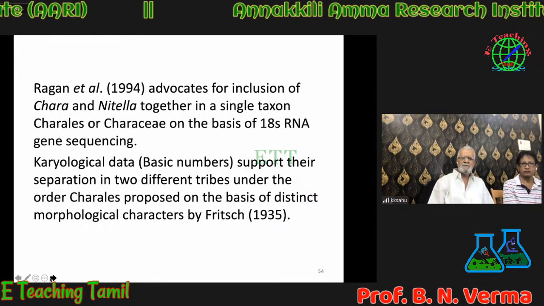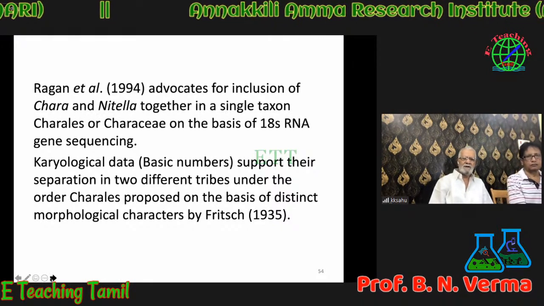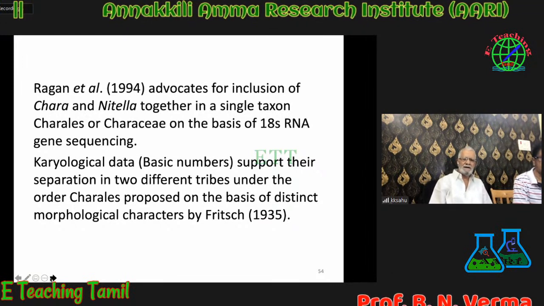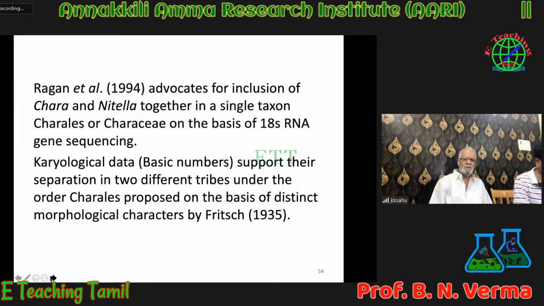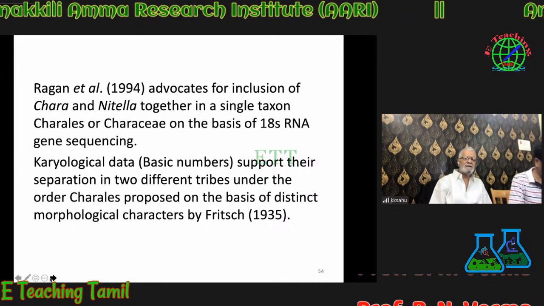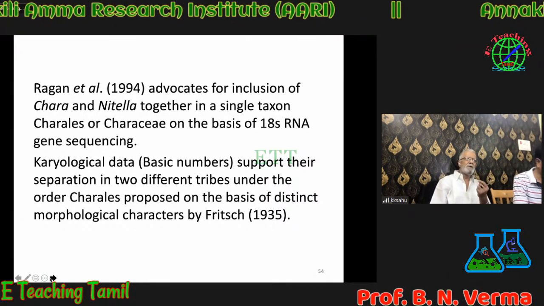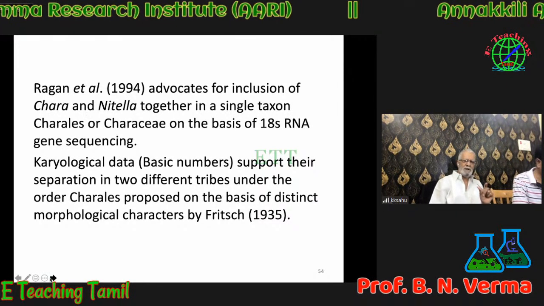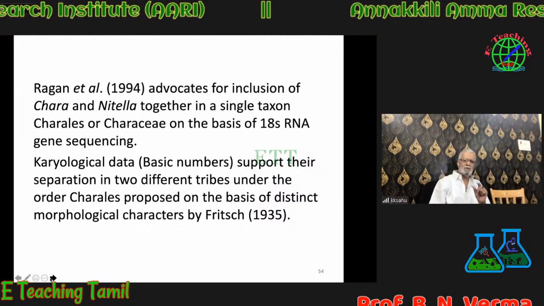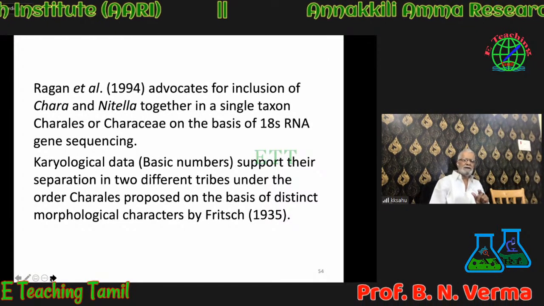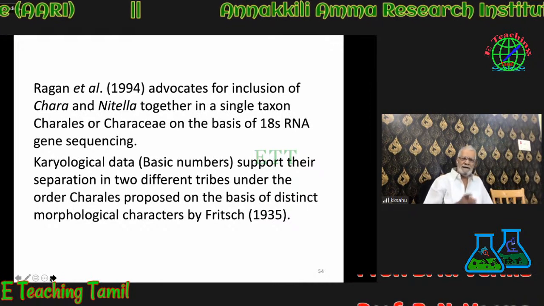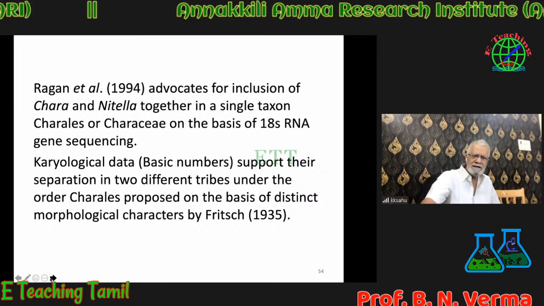Ragan et al. advocate the inclusion of Chara and Nitella together in a single taxon, Charales and Characeae, on the basis of 18S rRNA gene sequencing. Karyological data, the basic numbers, support their separation into different tribes under the order Charales, proposed on the basis of distinct morphological characters. We have seen that at the molecular level everything becomes molecular, so at that level that differentiation may be lacking. But when we see the two distinct basic numbers of the Chareae and Nitelleae, then we cannot agree with the merging of these two genera into one.